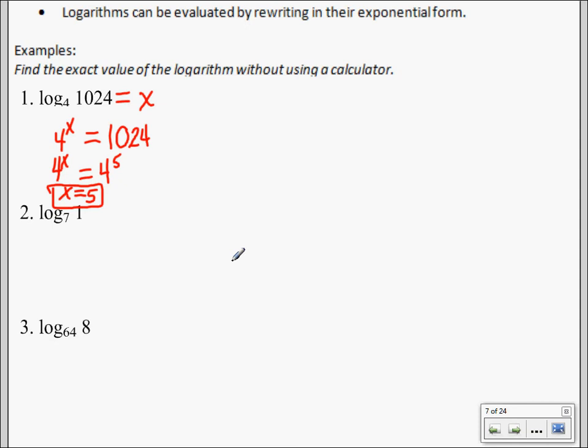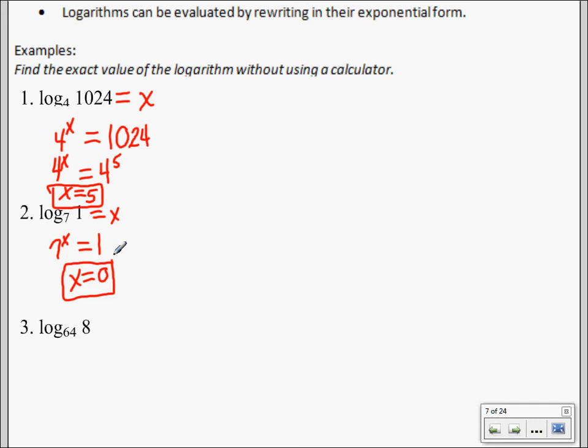So x equals 5. Let's repeat that with number 2, log base 7 of 1. Let's set it equal to x, so we have 7 as a base to the power of x equals 1. Well, if you think about it, 1 can be written as 7 to any base to the power of 0. So what does x have to be? In this case, x is equal to 0.